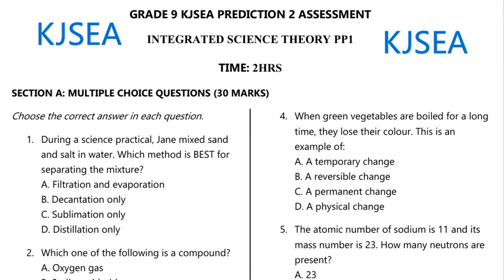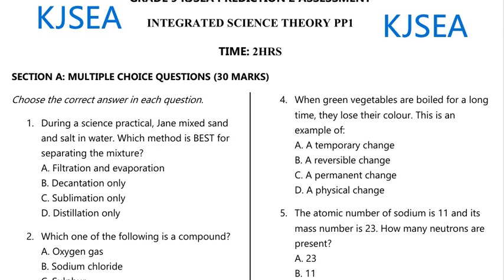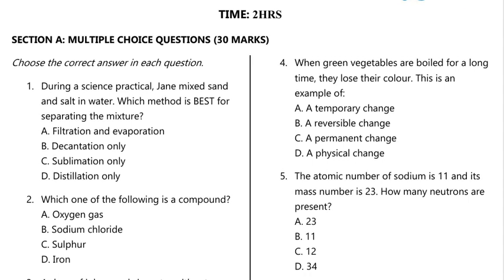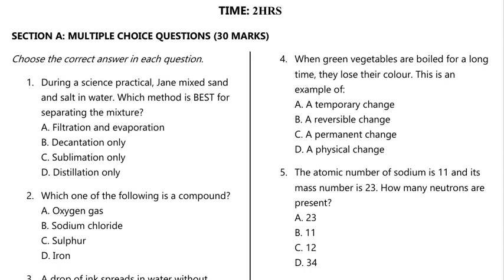Today we are going to cover prediction 2, grade 9 integrated science theory, that is paper 1. I'm going to start with the first section. Right away, we are supposed to choose the correct answer in each question.